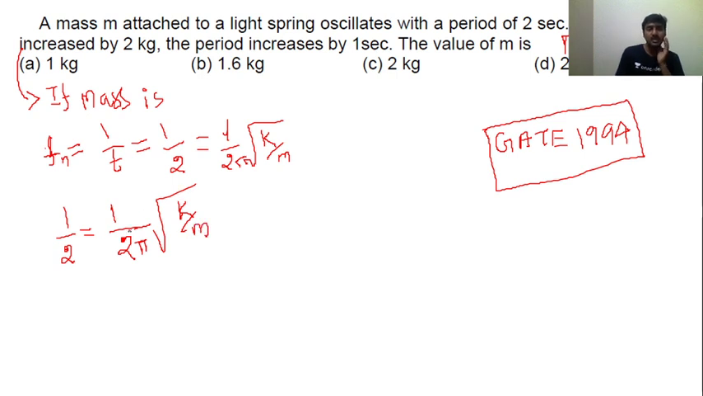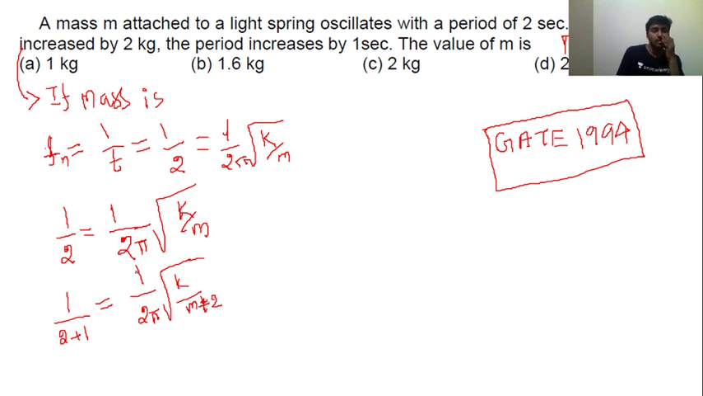When the mass is increased by 2 kg, when we put plus 2 in the mass value, the time period increases by 1 second. So the time period increases from 2 to 3, that is K divided by M plus 2. When you increase the mass value by 2, this value increases by 3. Now we have to correlate these two things in order to identify the value of m.